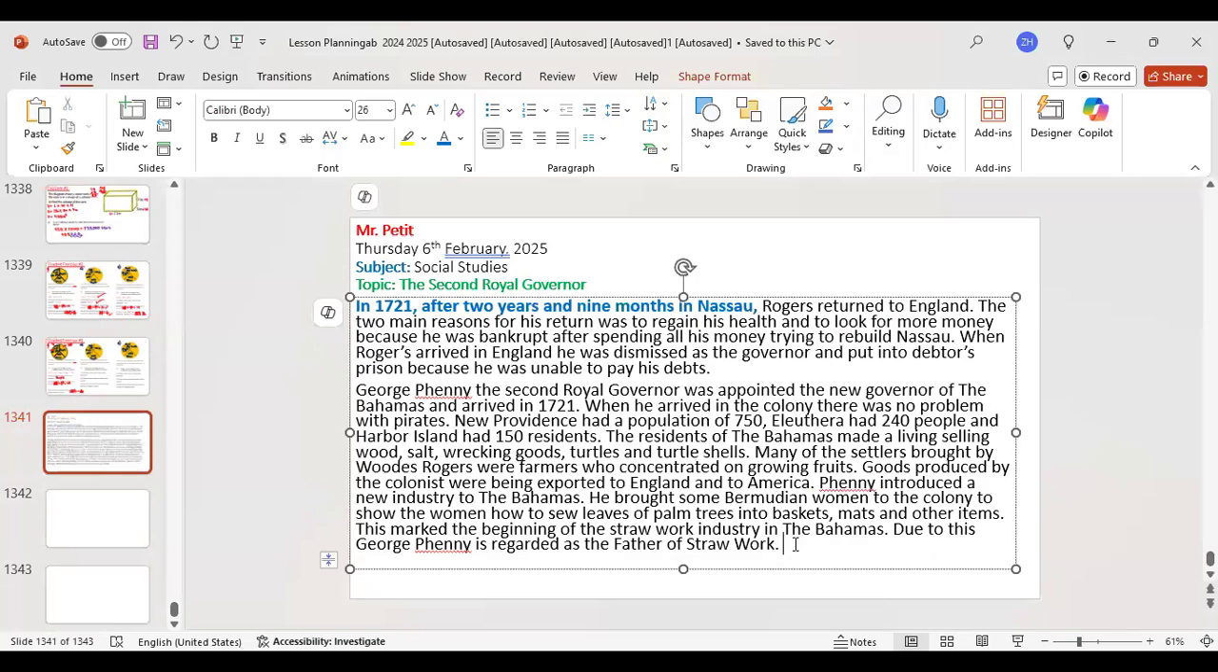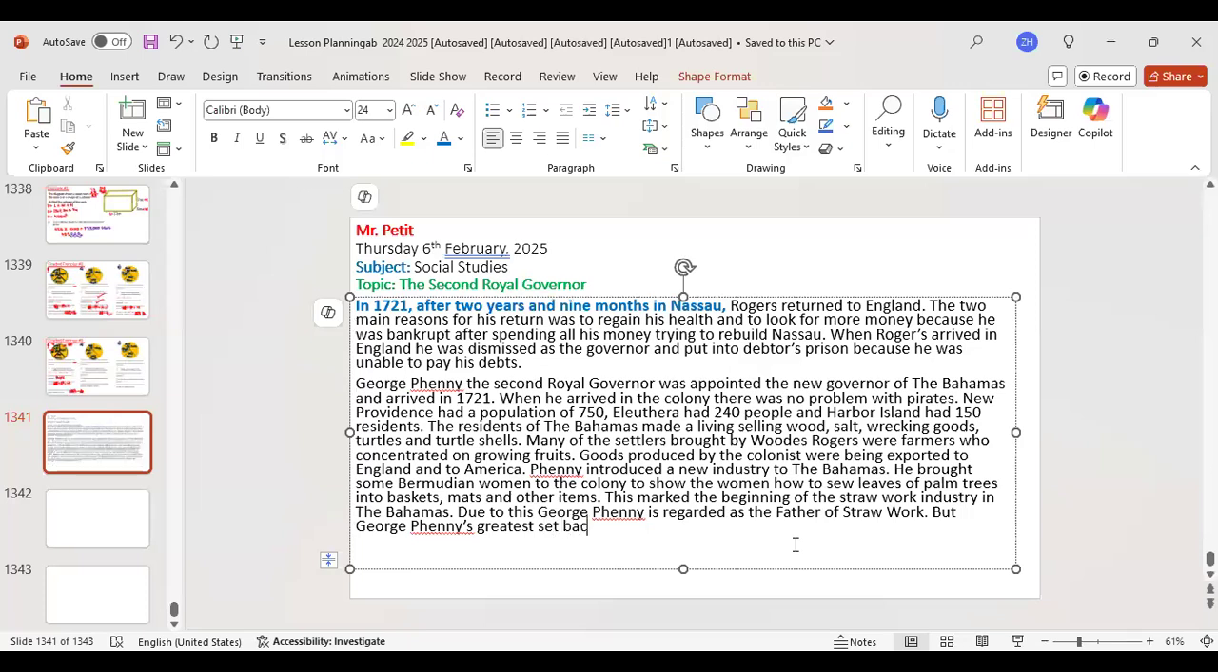All right, so his greatest setback or his greatest problem was his wife. George Finney's greatest setback was his wife, yes. I just learned this yesterday. Really? Yep. So tell me more about his wife.